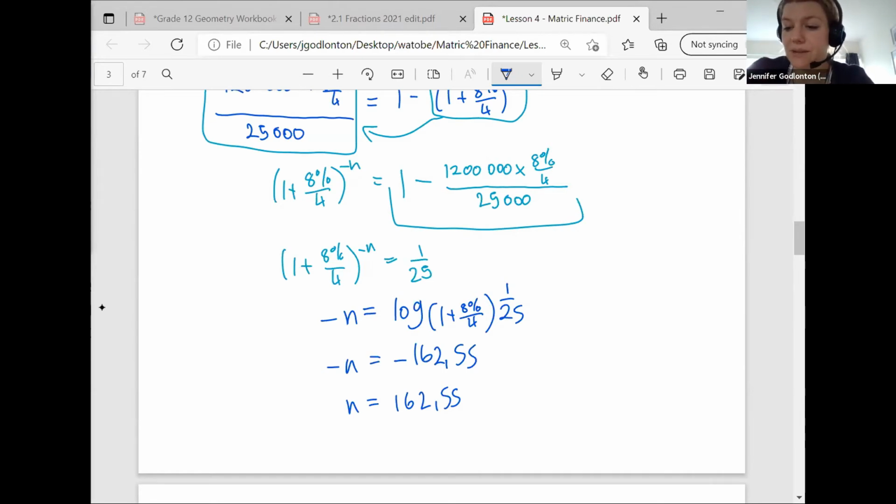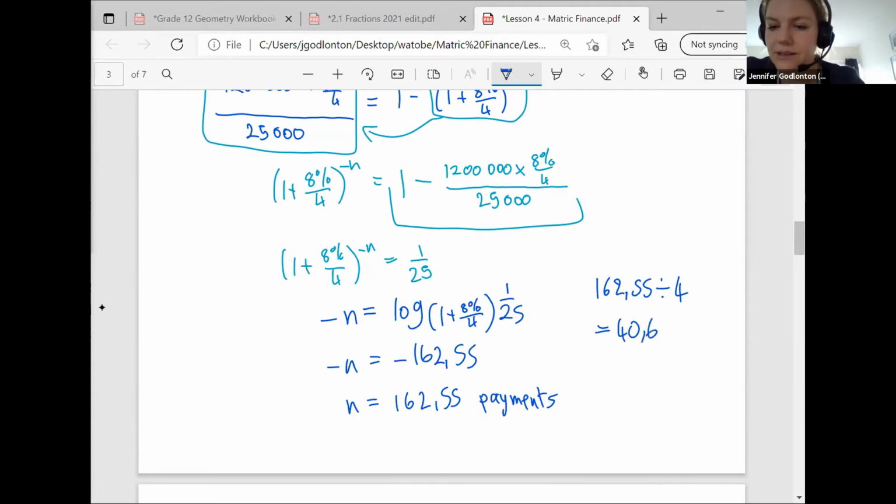What do I need to do with this number of 162,55? Ma'am, do you divide it by 4? I absolutely do. Well done. I'm going to divide that by 4 because I'm making 4 payments per year. And so I'm going to say 162,55 divided by 4. So you could say over there, just to make it clear to your marker, that those were payments. And this would give you 40,6375 years. It's a lot of years.